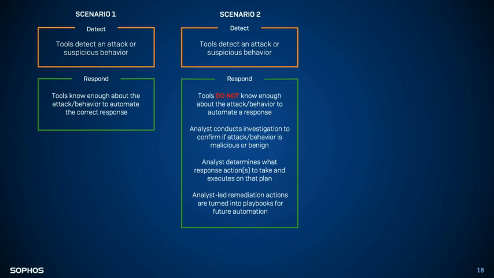Now let's look at scenario 2. Scenario 2 is a tool detects an attacker behavior, but it doesn't know enough about this attacker behavior to automate a response. Hasn't seen it before, or it simply can't make a conviction. It can't decide whether or not this activity is malicious or benign. So this is, again, where an analyst is going to have to conduct an investigation to confirm the nature of that particular activity. Is this something bad, or is this something that is perfectly harmless?